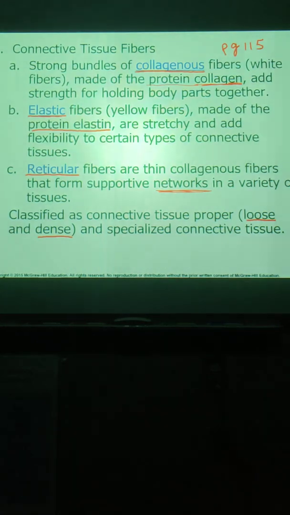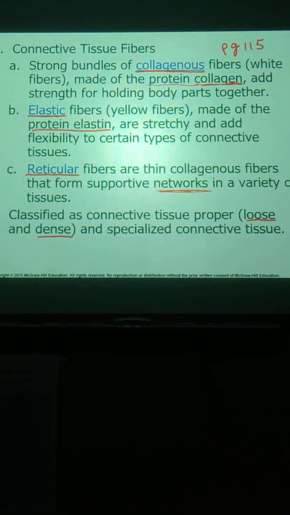Mast cells, those are really cool. Notice it looks like the sun with the solar flares. Again, these are just cells that aid in immunity. And then connective tissue fibers, strong bundles of collagenous fibers, which are white fibers made of the protein collagen. These add strength for holding body parts together.